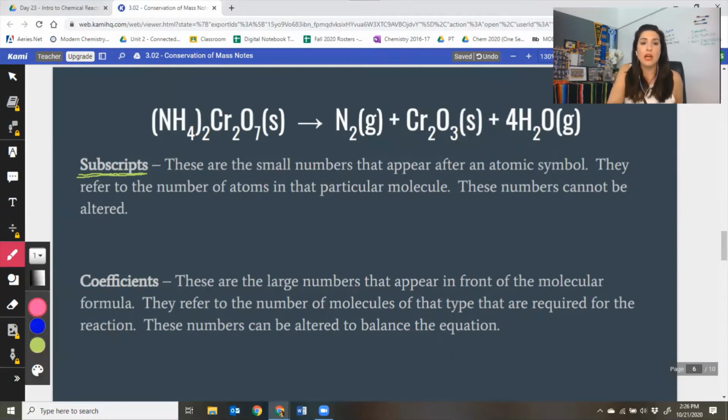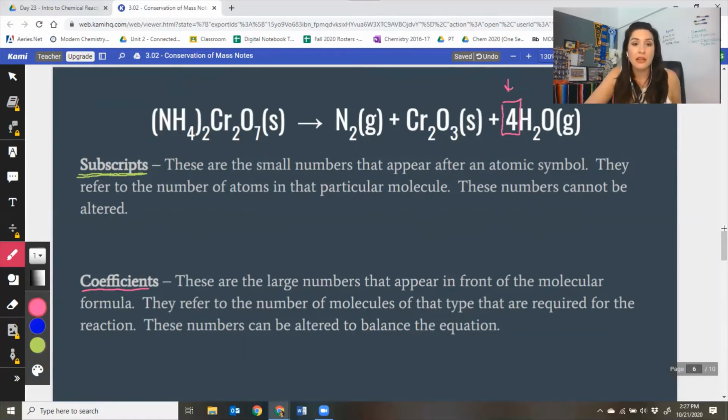A coefficient is a large, and I mean large in size, like this one right here, number before the molecular formula that tells you how many of that type of molecule you will need in order to make the reaction go. It's kind of like the ratio in your cookie recipe. I need a cup of butter and 3 cups of flour. And that's what a coefficient is like. Now you can adjust these numbers in order to make the law of conservation of mass become valid.